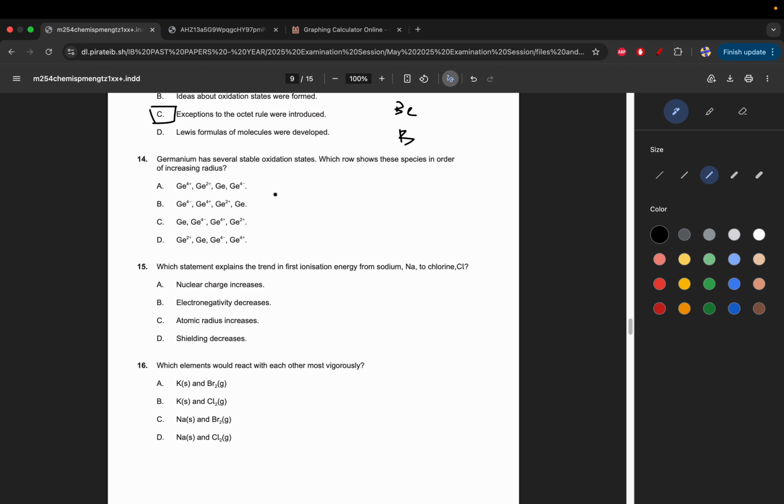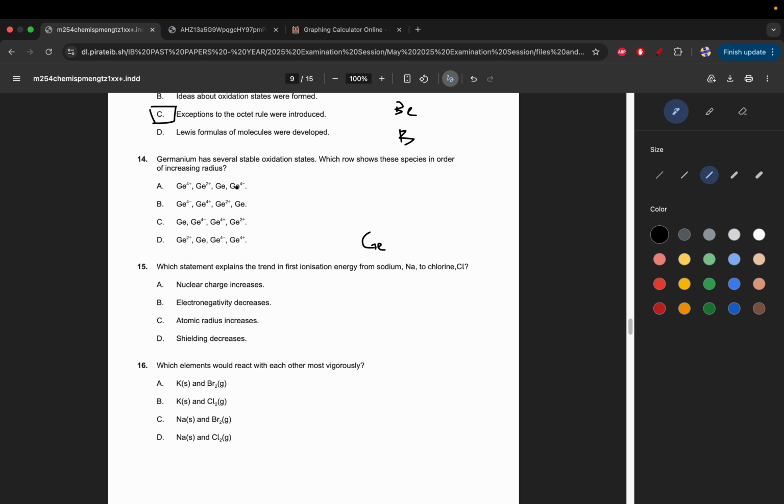Germanium has several stable oxidation states. Which row shows these species in order of increasing radius? Okay, well, these are all going to have the same atomic number and hence the same number of protons and hence the same amount of positive charge in the nucleus. In that case, the size of the radius is going to depend entirely on the number of electrons. And we can see here that they all have different numbers of electrons.